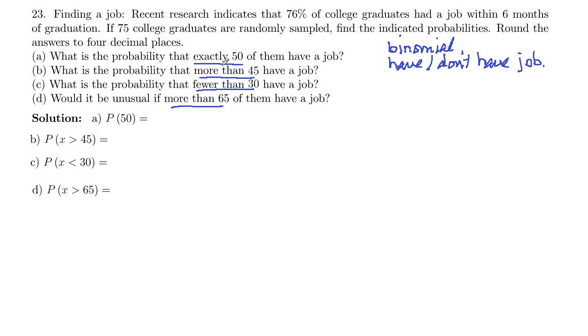First of all, the probability of exactly 50, that's P of 50. So that's going to be binom PDF. Our total is 75, so n is equal to 75. And our probability that any randomly selected graduate has a job, our P, the probability of success, is 0.76. And the x that we're looking at is 50.